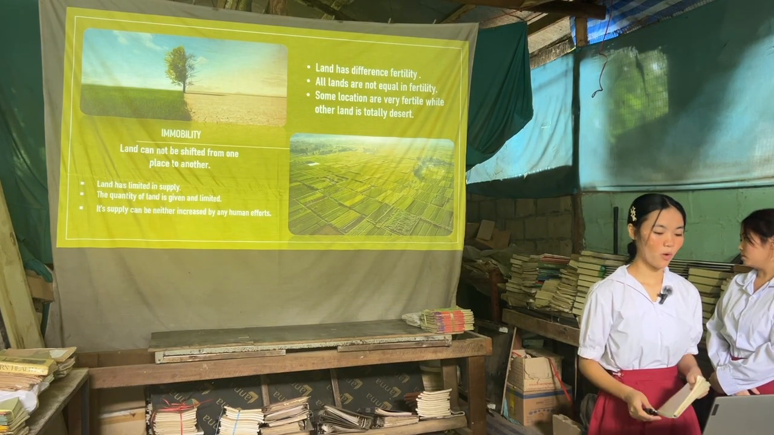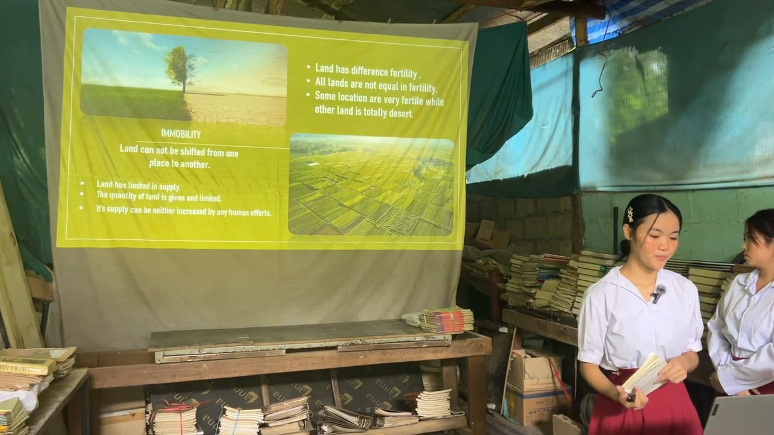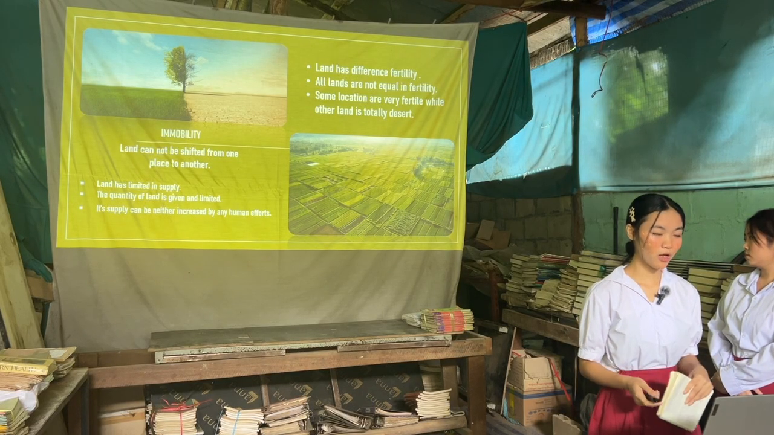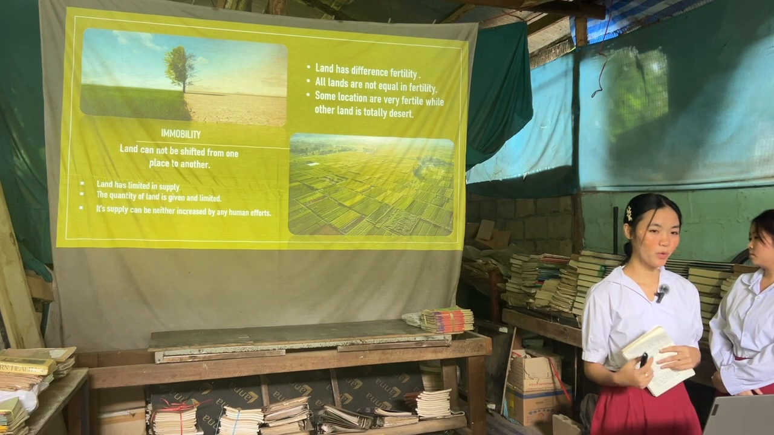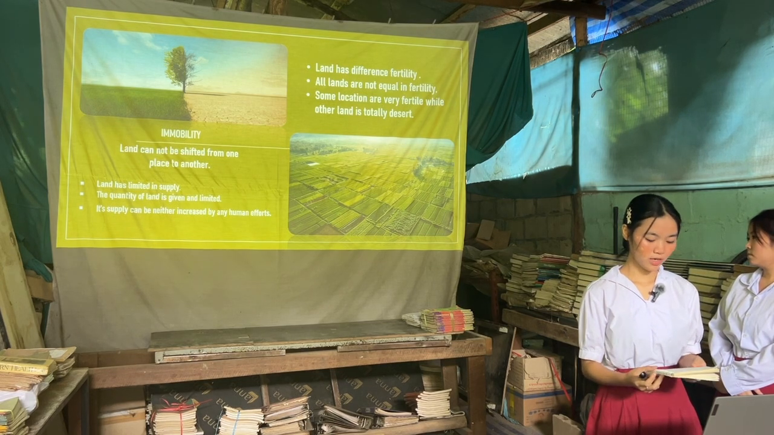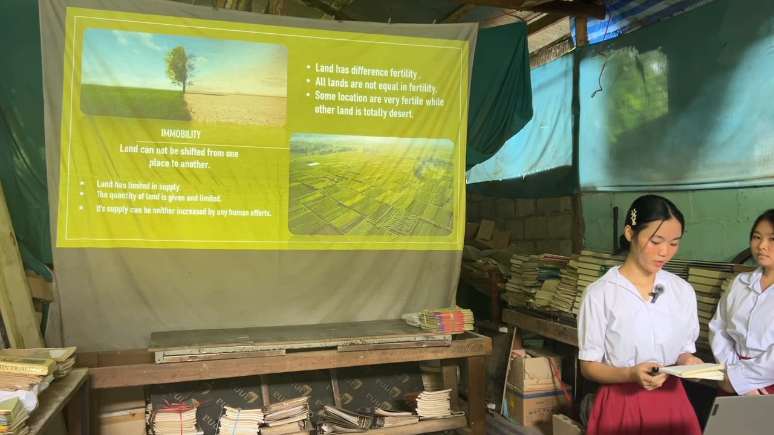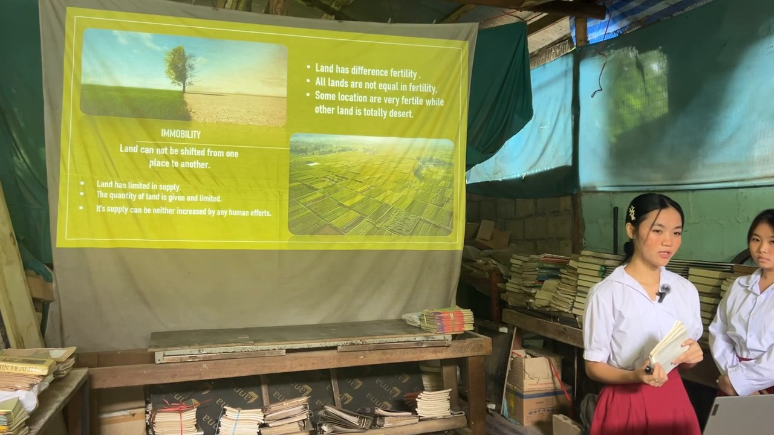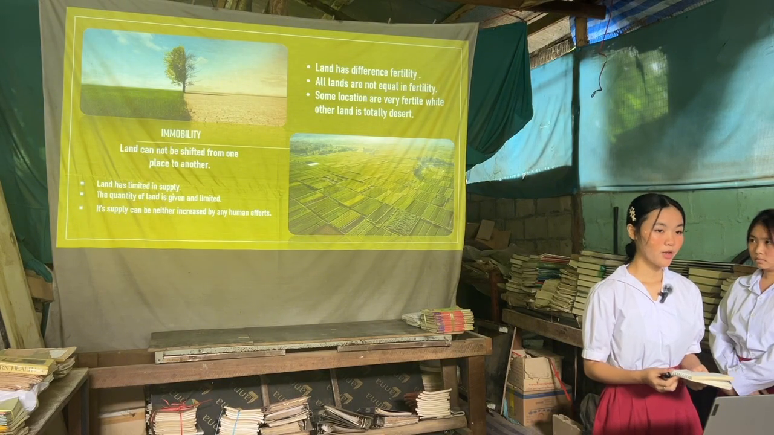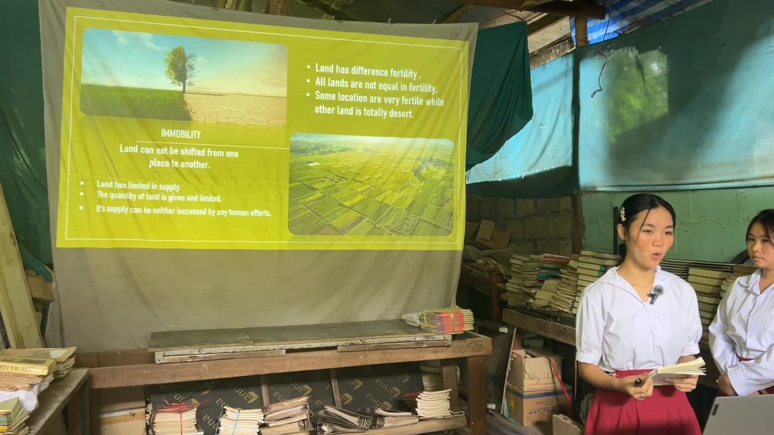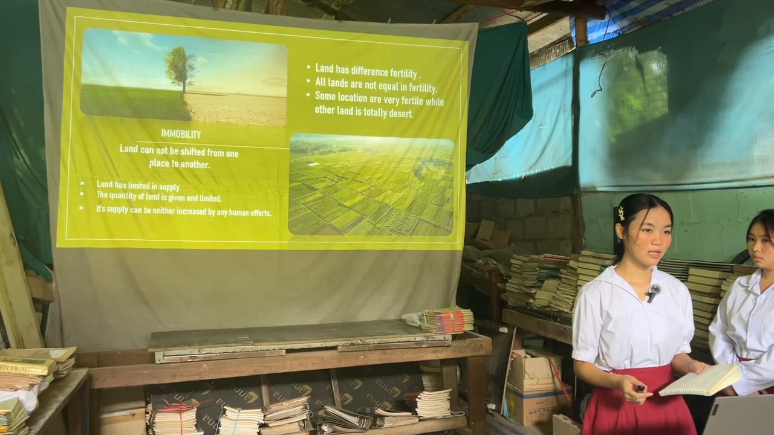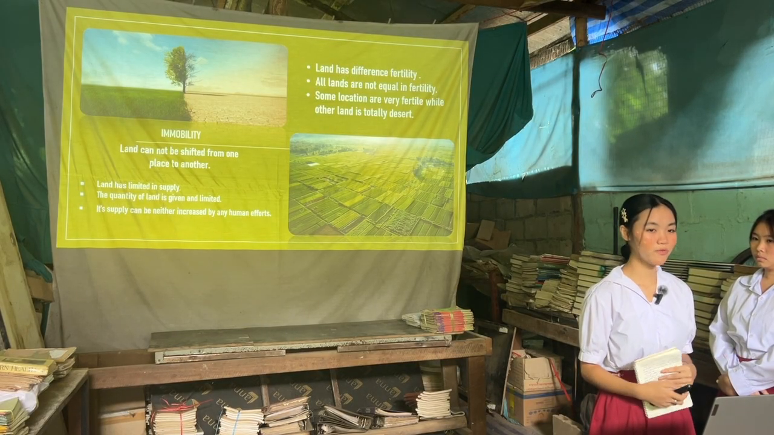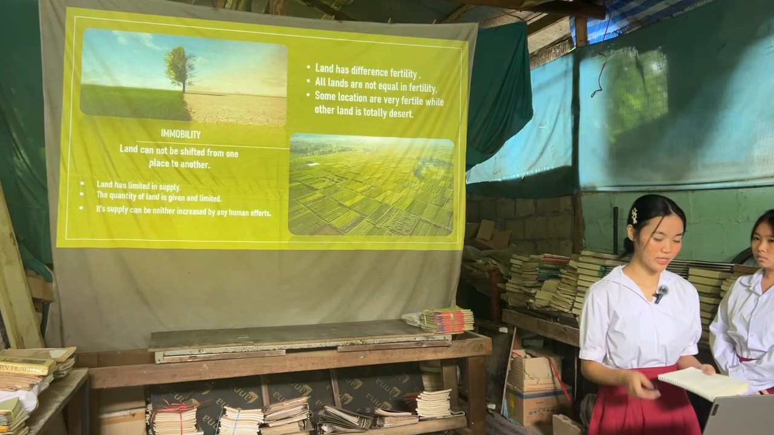And the last one, land has limited supply. The total amount of land is fixed. Even if the population increases, the amount of land cannot increase. It remains the same. For example, when a city gets overcrowded, a government can build more buildings or houses, but the land still remains the same. So this shows that the supply of land is limited. Thank you.